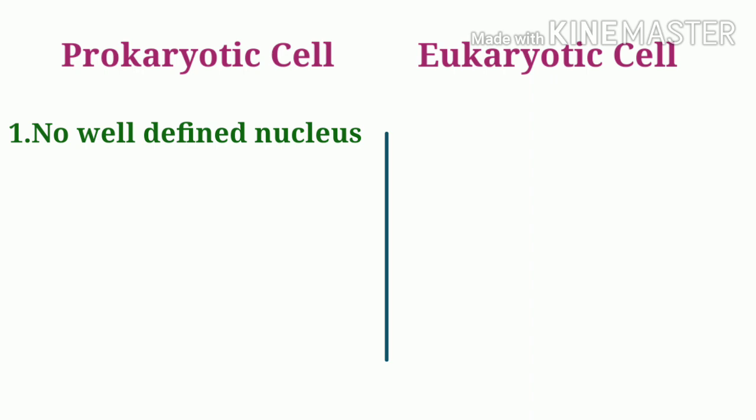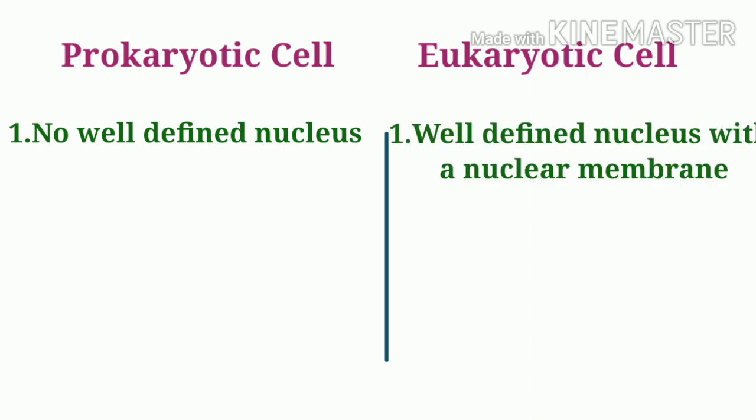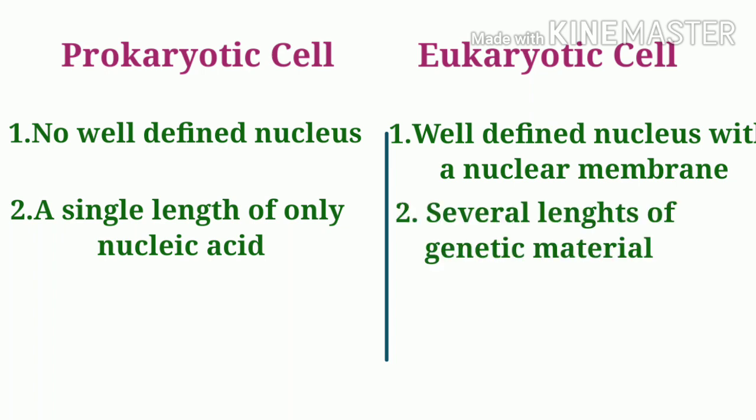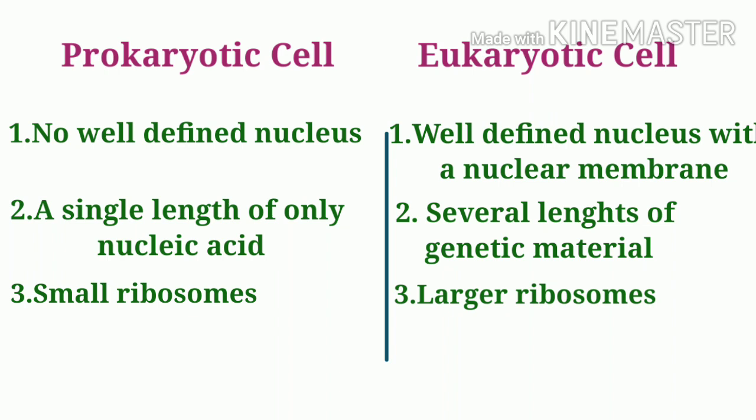A prokaryotic cell does not have a well-defined nucleus, whereas a eukaryotic cell contains a well-defined nucleus with a nuclear membrane. Only a single length of nucleic acid is found in a prokaryotic cell, whereas in a eukaryotic cell, several lengths of genetic material containing DNA wound around certain proteins are found. Prokaryotic cell contains small ribosomes, whereas eukaryotic cell contains larger ribosomes.